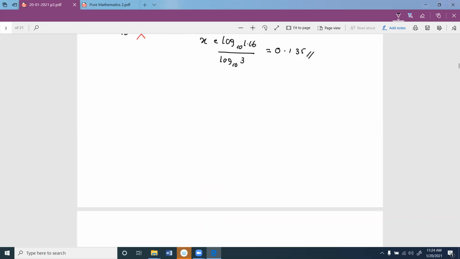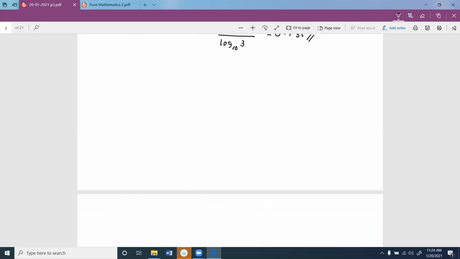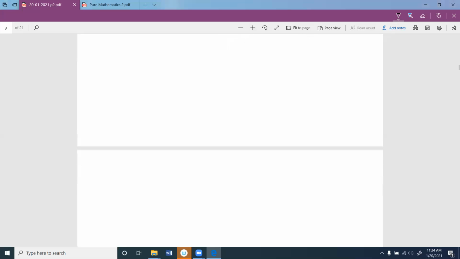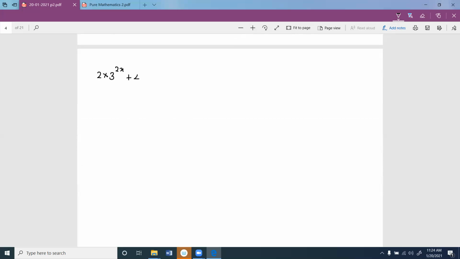Right, let's go to another question. They might give a question in this way. I'll use a new page for that. They might give you 2 times 3 to the power 2x plus 4 times 3 to the power x minus 1 is equal to 0. Then what you need to understand over here is, you can write this in this format.